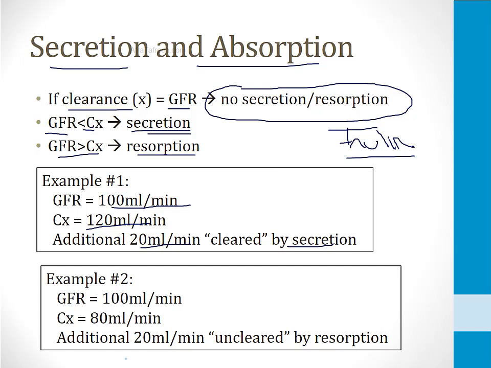The converse is also true. If the GFR is 100 milliliters per minute and the clearance of X is 80 milliliters per minute, then an additional 20 milliliters per minute must be uncleared or reabsorbed by the nephron.